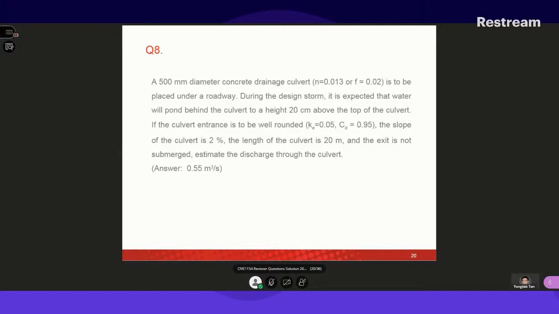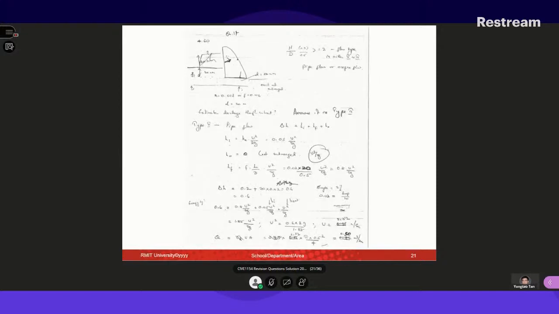So first you need to check whether the entrance is submerged or not. Let's have a look at the solution of this question. First, you need to check whether H over D is larger than 1.2. The H is 0.7 over 0.5. So you can see it is larger than 1.2. So we assume that the entrance is submerged. That means it could be pipe flow or orifice flow, meaning it could be type 2 or type 3.